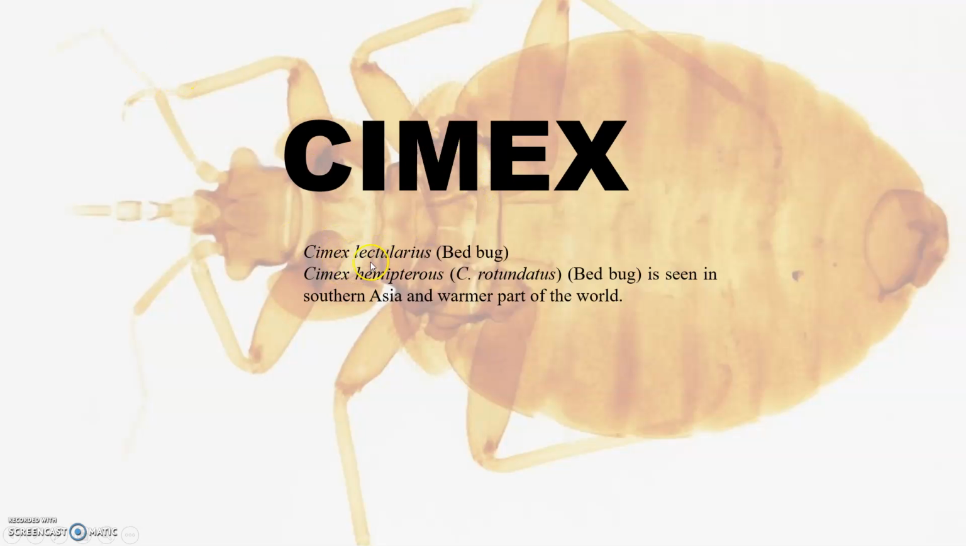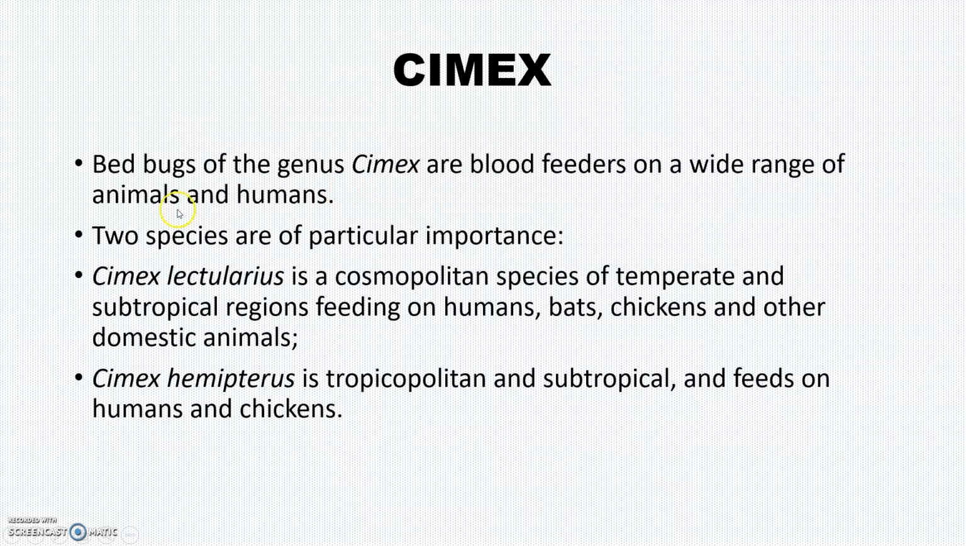Normally, Cimex lectularius is the bedbug, and Cimex hemipterus or rotundus is in southern Asia and warmer parts of the world. So bedbug infestation is very common in India. Bedbugs of the genus Cimex are blood feeders on a wide range of animals and human beings. Two species are mainly important, that is lectularius and rotundus or hemipterus.